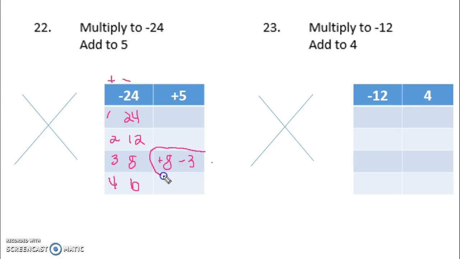So these are going to be the factors that I'm going to use. So it would be a positive 8 and a negative 3. And I sometimes like to put it into a little X format because that helps me. The number I'm multiplying is on top. The number I'm combining by is on bottom.